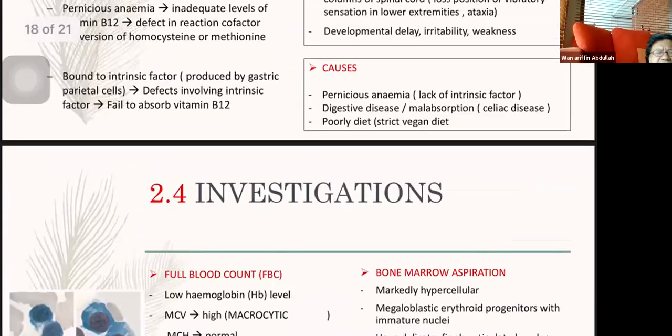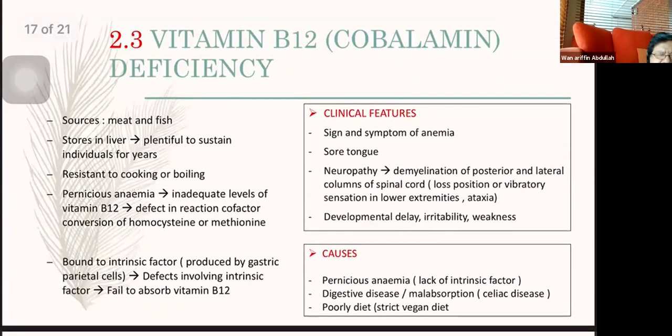Just like in folate deficiency, if a patient takes goat's milk, because now it is fashionable, some mothers, instead of giving cow's milk to their children, give goat's milk. And this is goat's milk direct from the goat, which means it has not been fortified, with no added iron, no added vitamins, and so on. So they are prone to get folate deficiency.